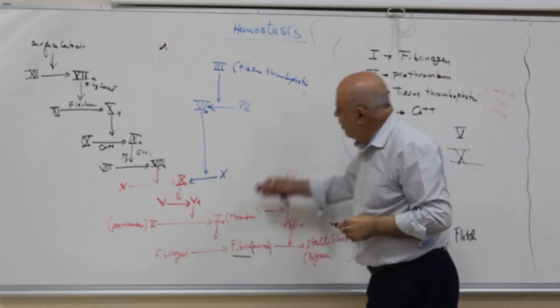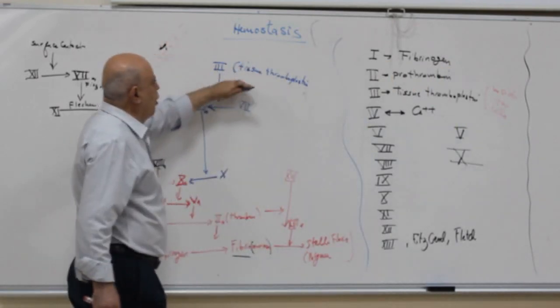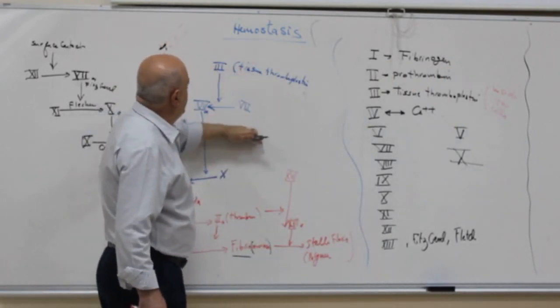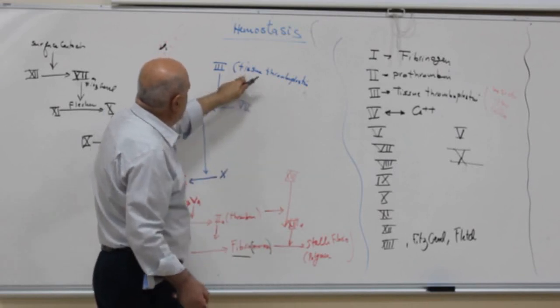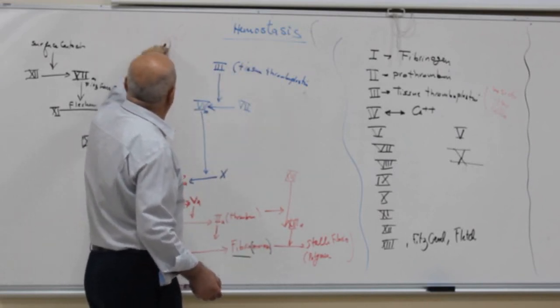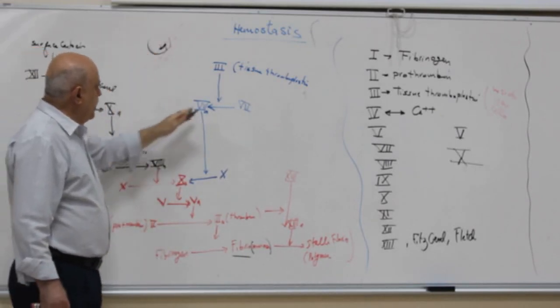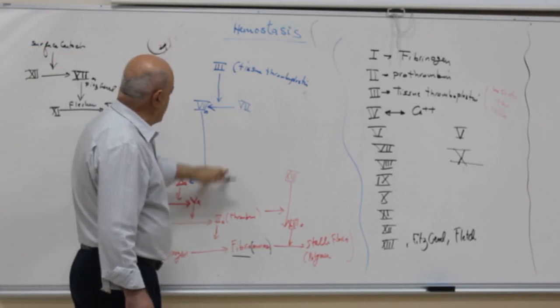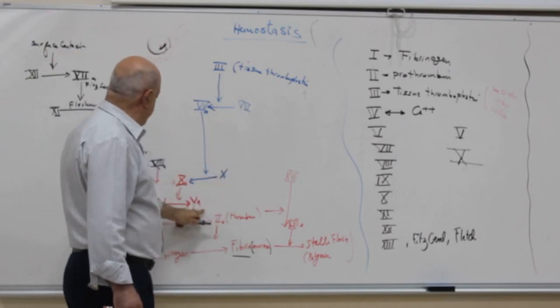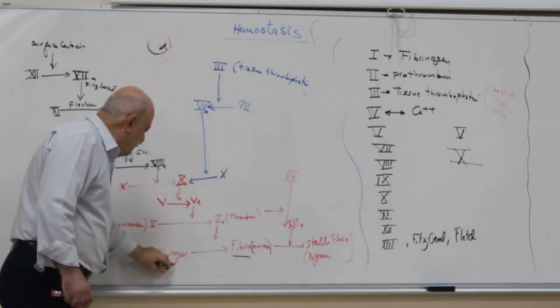This pathway only happens if we have a blood cut, because these factors are inside the tissue and only exposed when there is damage to the tissue of the blood vessels. 3 to 7, 7 to 10, 10 to 8, 5, 5 to 2, 2 to 1. Fibrinogen is what? Factor 1.